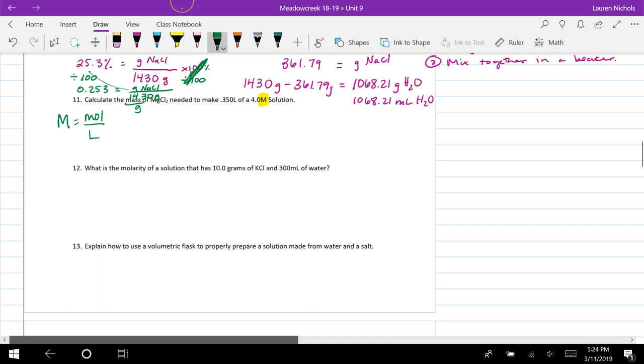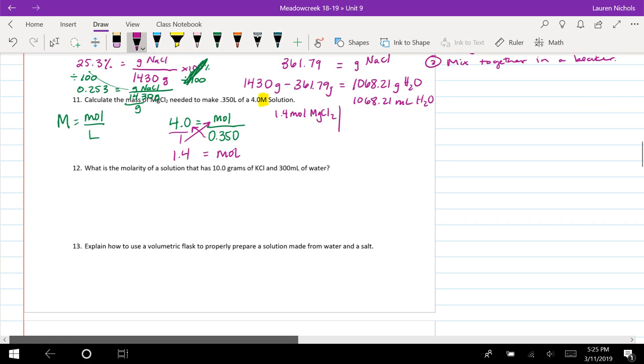Okay, so that means we know our molarity is 4.0. We do not know our moles, but we know that our liters are 0.350. Okay, so again, what do you do when you have a fraction and you don't want one? You cross multiply. So our moles are going to be equal to 4.0 times 0.350, which gives us 1.4. So I have 1.4 moles of magnesium chloride.